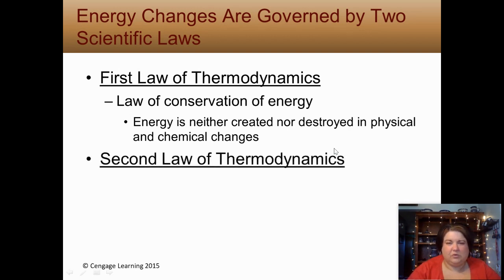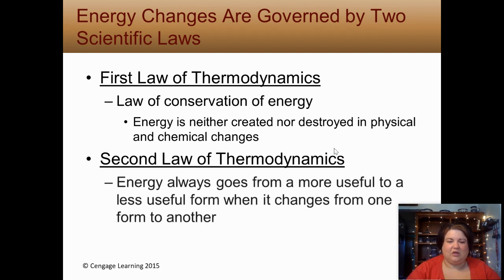Number 9 then is a little more abstract. The second law talks about how when you're changing from one form to another, you're always stepping down in terms of energy quality or usefulness. We're always losing some as heat, and it's always becoming less and less concentrated. Always. So energy always goes from more useful to less useful form. And the word that goes with that is entropy, or disorder. Entropy is always increasing.